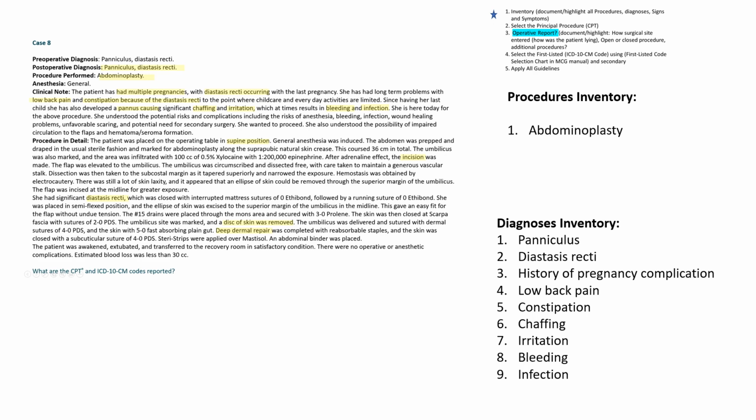All right, so just so you know, paniculus is abdominal fat. And diastasis recti, this means separation of the muscle. All right, so these are specifically abdominal muscles. So both, these are two distinct procedures. Now, what do we do next?